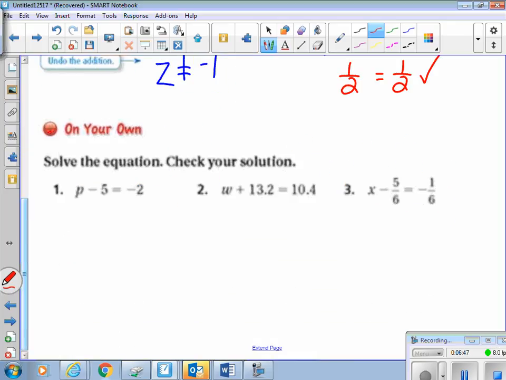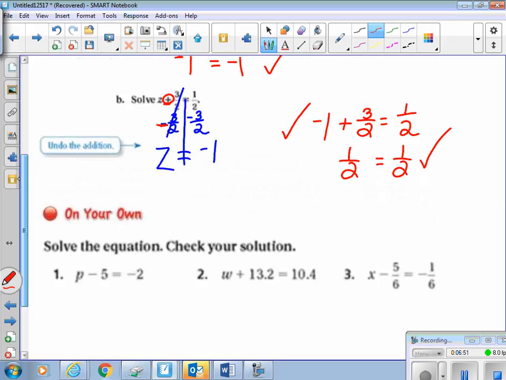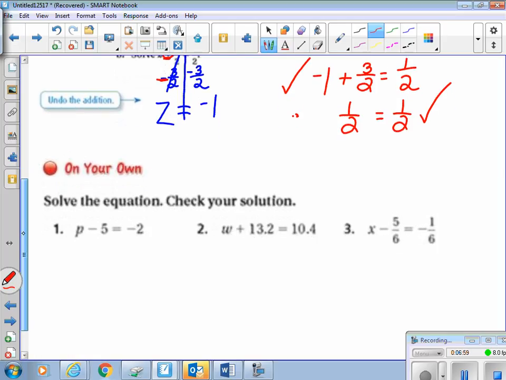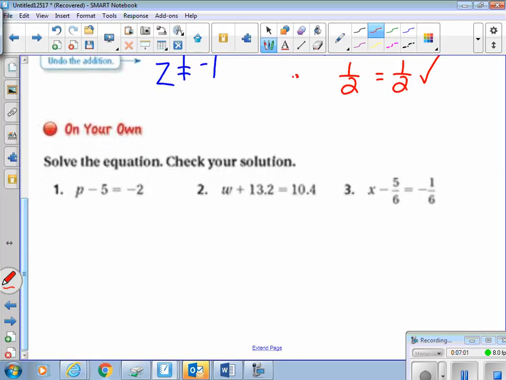So pause your video, see if you can do these first 3 problems. I suggest that you go back in and check it, just like I did here. All right, substitute your value in, check your problem, and then move to the next one. Press play when you're ready so you can check your answers.